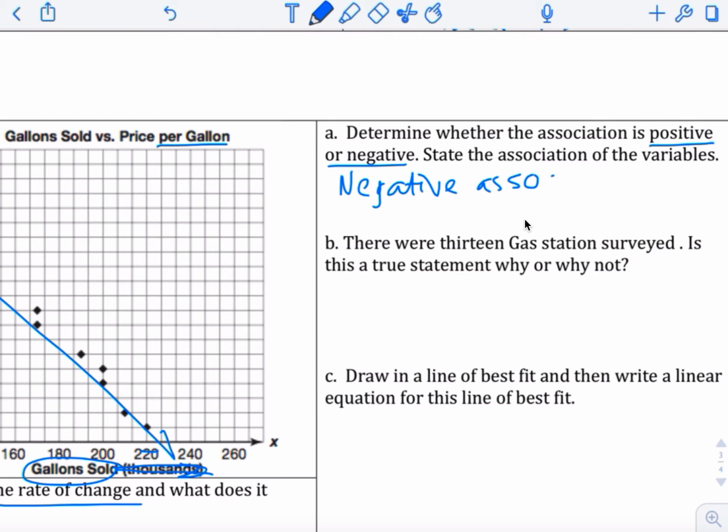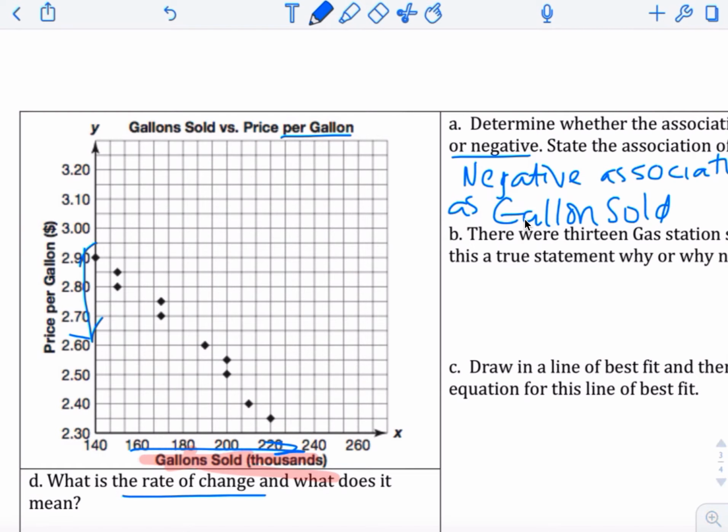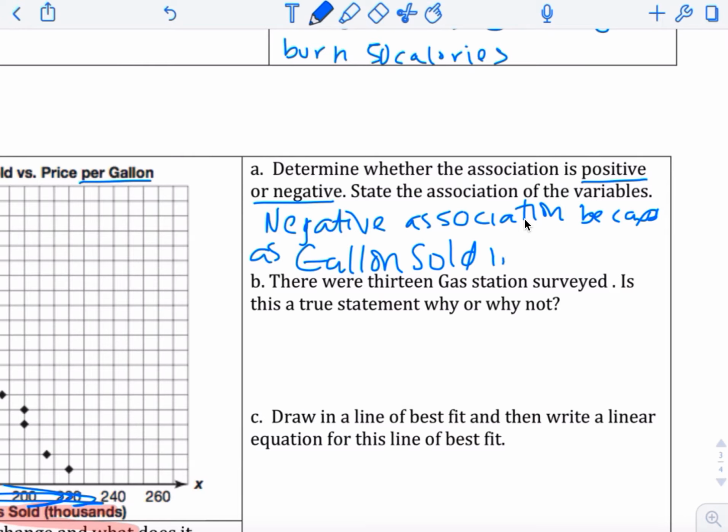association because as gallons sold increase, gallons sold is down here, increasing as it goes up from the beginning of this graph, gallons sold increase, price decreases.